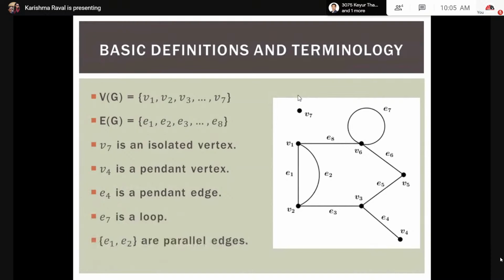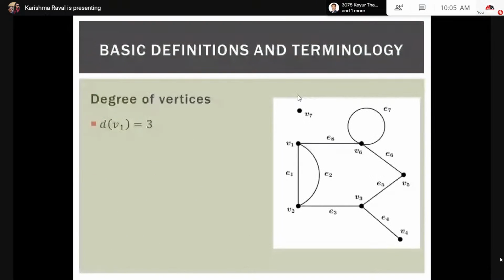From the same figure, we can also find the degree of vertices. I have mentioned the degree of V1 is equal to 3. You can see on V1 there are 3 edges, so the degree is 3. Degree of V3 is 3, V4 is 1, V6 is 4, V7 is 0 and so on. We can calculate the degree of all the vertices.